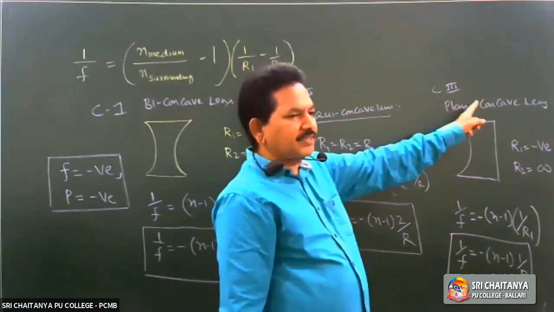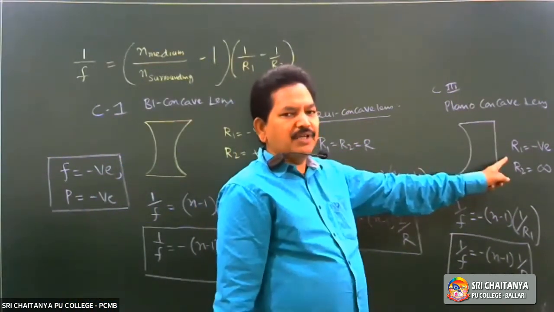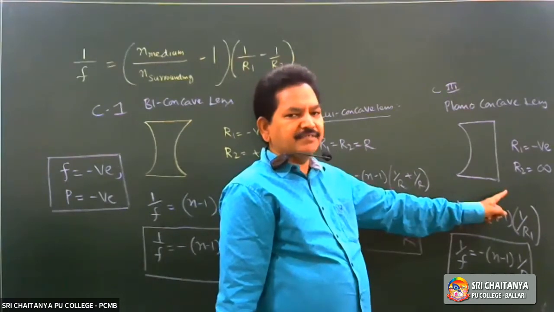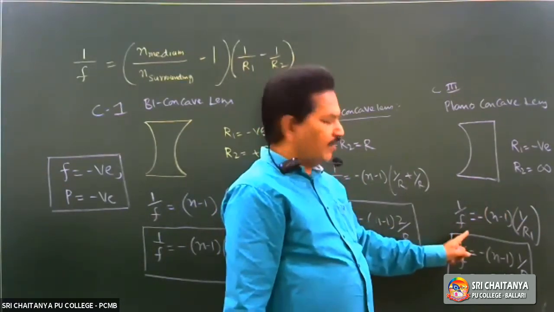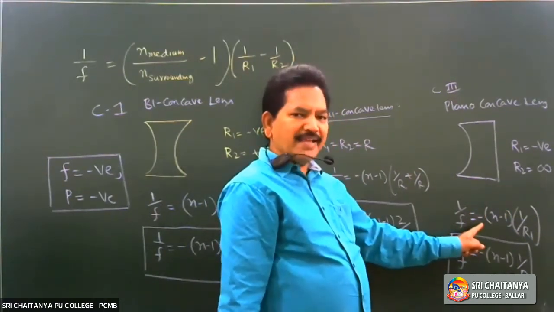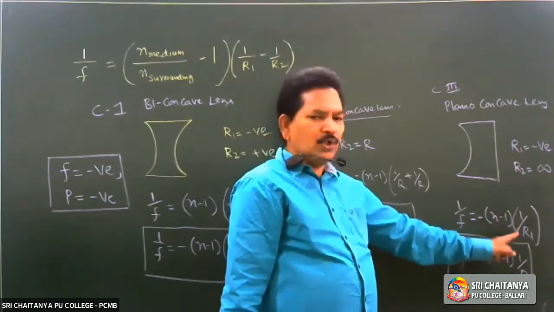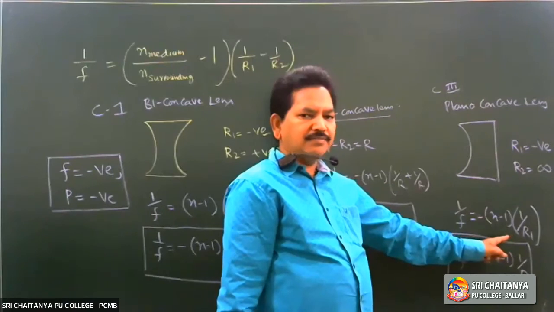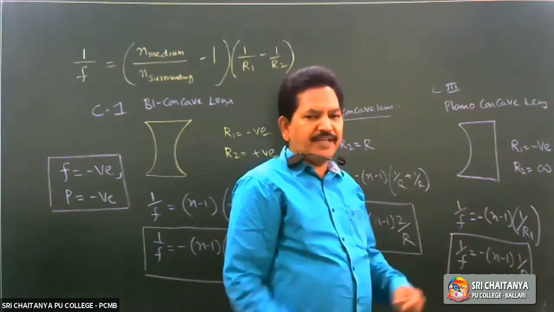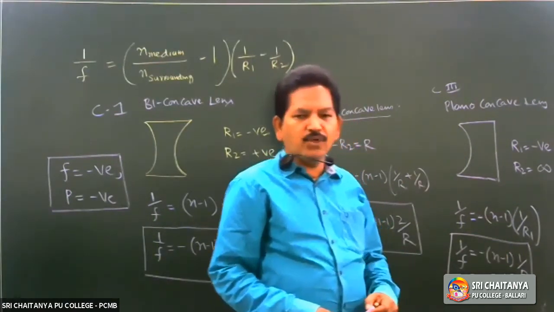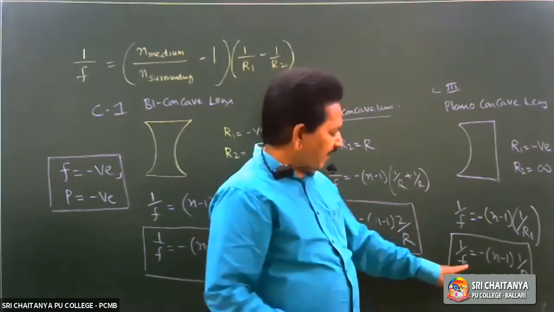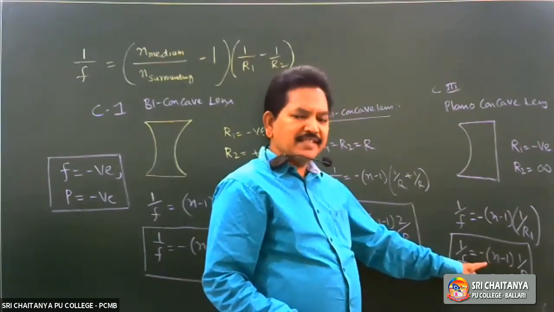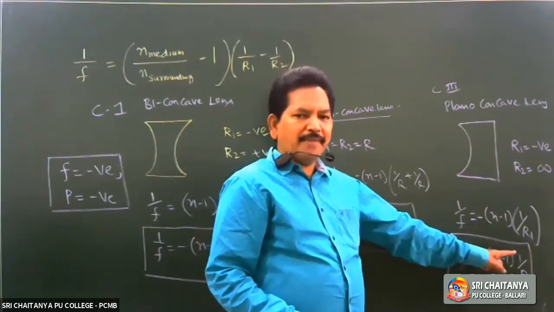Plano-concave lens: R1 value is negative, R2 value is infinity. If I substitute, 1 by F is equal to minus (N minus 1) into 1 by R1. Suppose R1 is equal to R. Because R2 is infinity, 1 by infinity is 0. Therefore, 1 by F is equal to minus (N minus 1) into 1 by R.